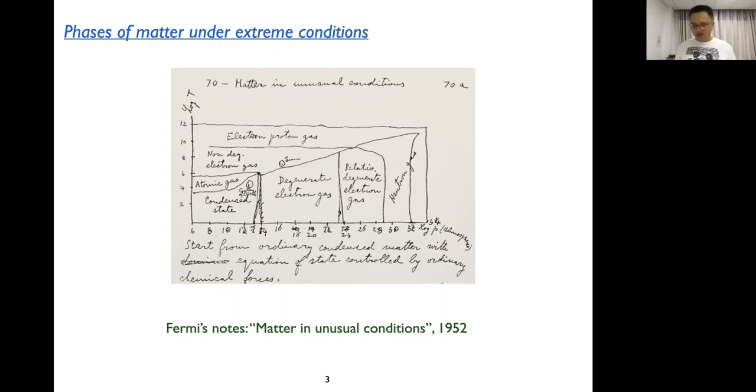For that reason, you can think of the QCD phase diagram as the phase diagram of matter under extreme conditions. This is the handwritten note by Fermi, where he is asking about matter in unusual conditions, and he also sketched out the phase diagram in his mind.